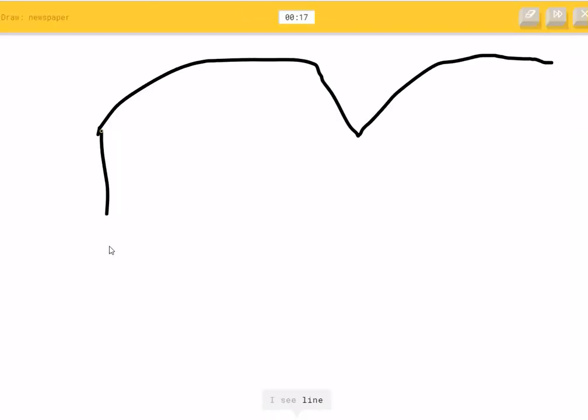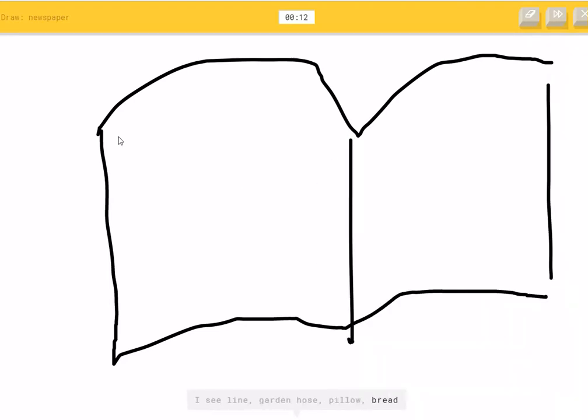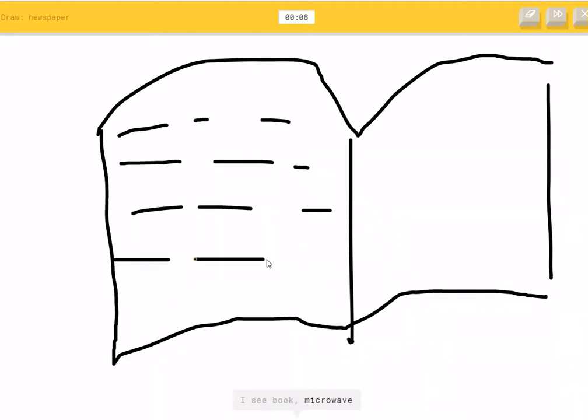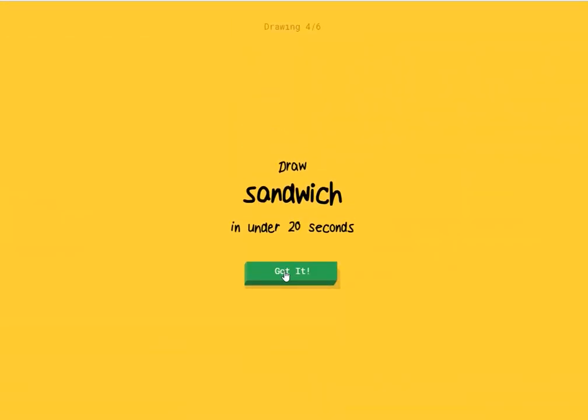I see line. Or garden hose. Or pillow. Or bread. I see book. Or microwave. Or hospital. Or pool. I see the Great Wall of China. Oh, I know, it's newspaper.